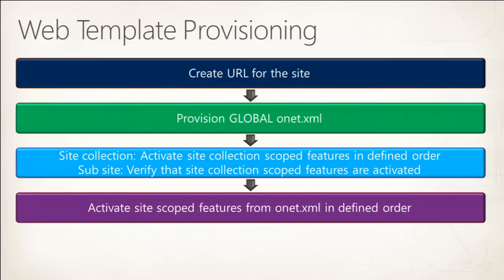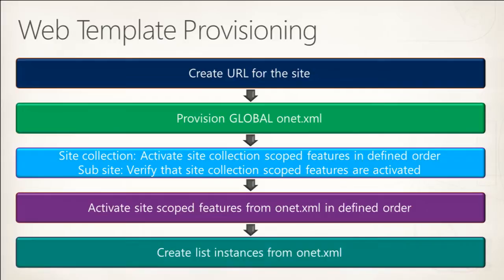The fourth step is that the site scope, so the web scoped features from the onet.xml will be activated in the order in which they are listed in the onet.xml file. And then the last step is that the list instances that are defined in the onet.xml are activated. Once that has been done, all those features will be activated.